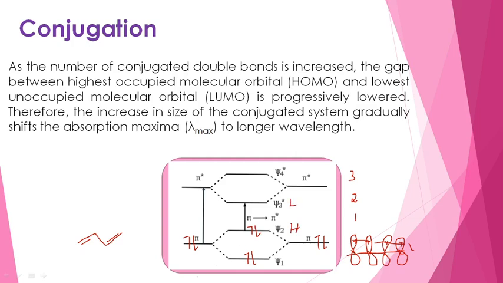So, according to UV-visible spectroscopy, when UV-visible radiation is incident on the psi 2 molecular orbital, because psi 2 is of higher energy, these electrons will possibly be excited to the next energy level, because the HOMO is psi 2.